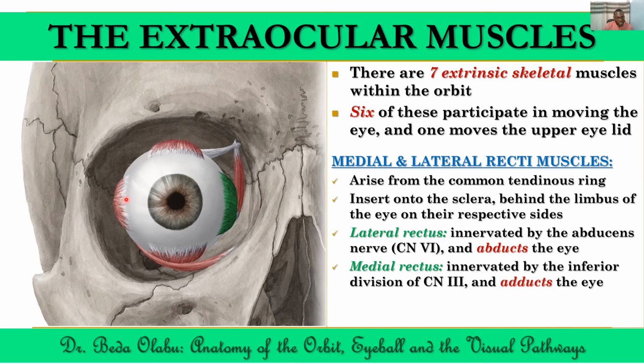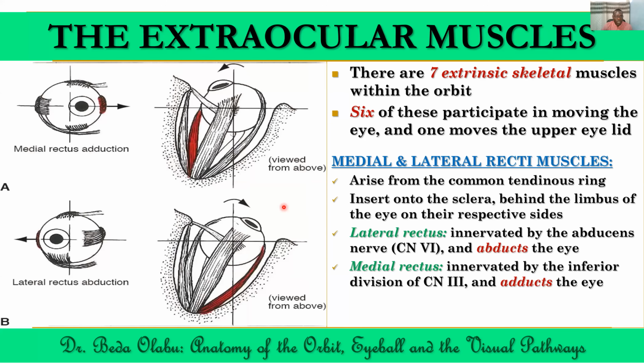So if the lateral rectus contracts, this pupil moves that way, because remember, it pulls away from here towards the apex. If the medial rectus contracts, this pupil moves that way. That's what we call adduction. This image still shows you that. So with the medial rectus acting, the pupil moves medially: adduction. With the lateral rectus contracting, the pupil moves laterally: abduction.